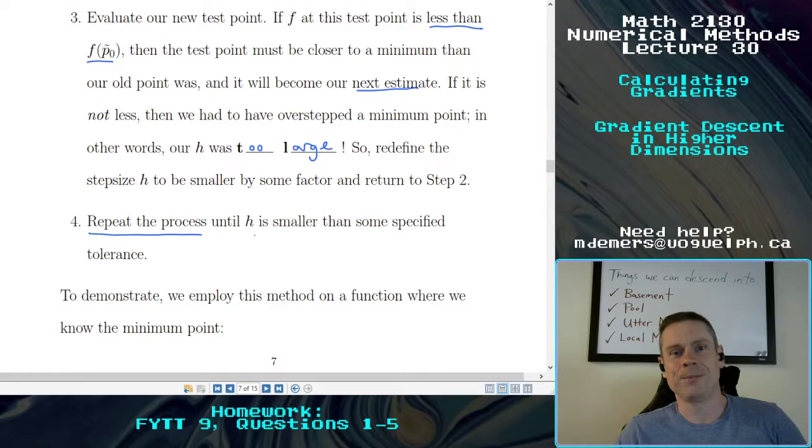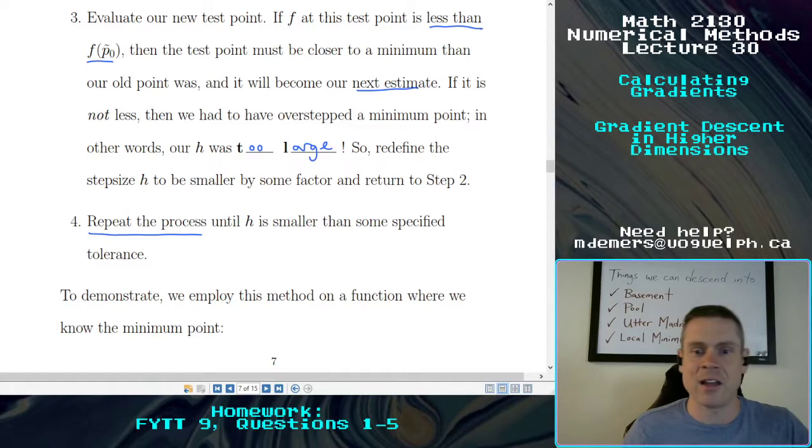So that's how it's going to go. But it's really just the same thing. It's just in three dimensions. And we're going to do a kind of ugly example, so bear with me on this one.